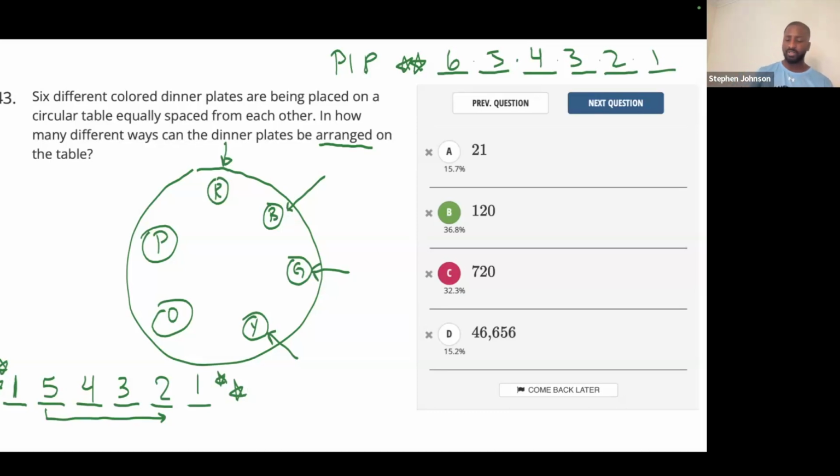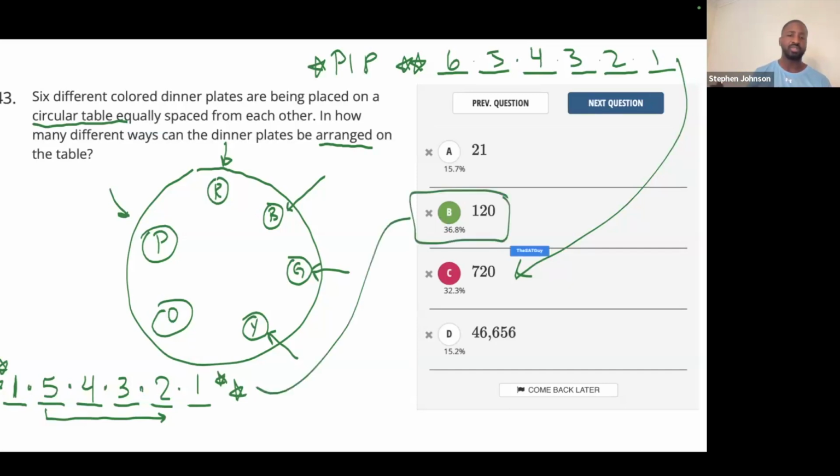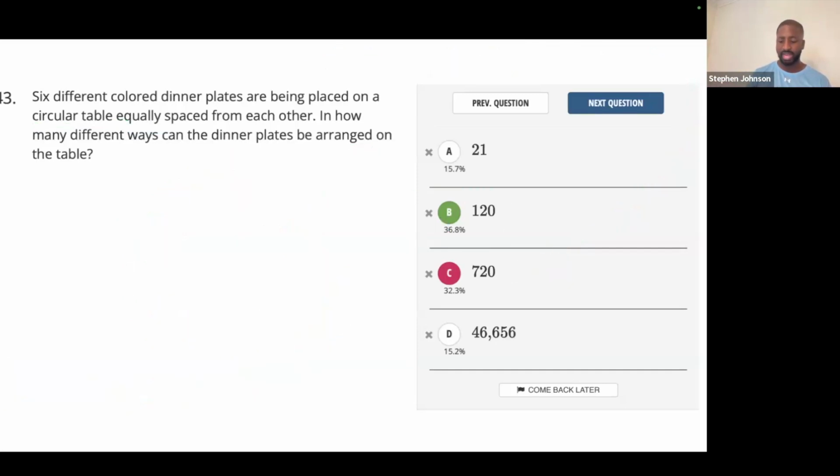So that's the difference. If you did it this way, which is obviously the wrong way, you would in fact get 720. 6 times 5 times 4 times 3 times 2 times 1 is 720. But given that we incorporate the meaning of the circle, of the circular table, that's how we get to 120, because 1 times 5 times 4 times 3 times 2 times 1 is actually equal to 120. So that's our reasoning for that answer there.